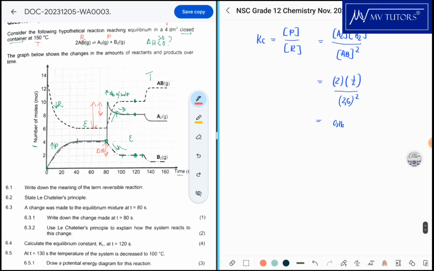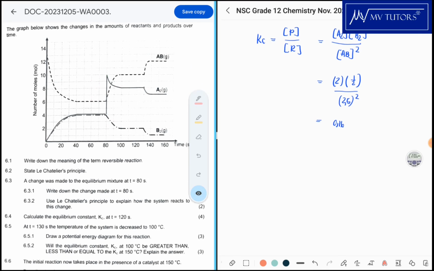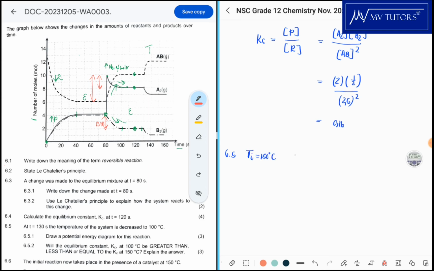And then 6.5, let's just go a bit up. So it says at time 130 seconds, the temperature of the system is decreased to 100 degrees. Remember, initially, the initial temperature is 150 degrees. Okay, so now it went down to 100 degrees.